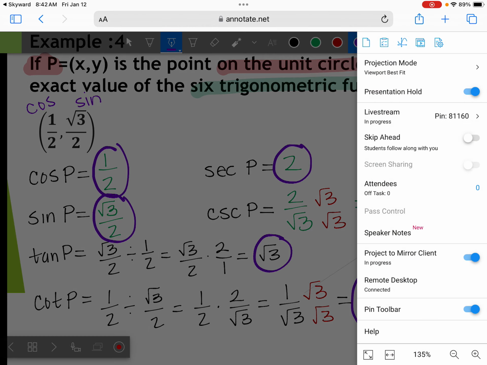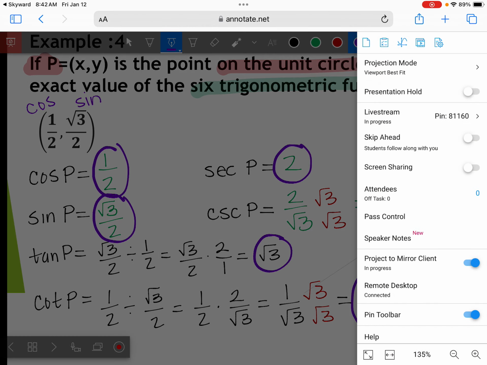Okay, go ahead and check your answers. See if your 6 answers match. They're all positive because we're in quadrant 1. And I know we're in quadrant 1 because cosine and sine are positive. And in quadrant 1, all 6 trig ratios or trig functions are positive.